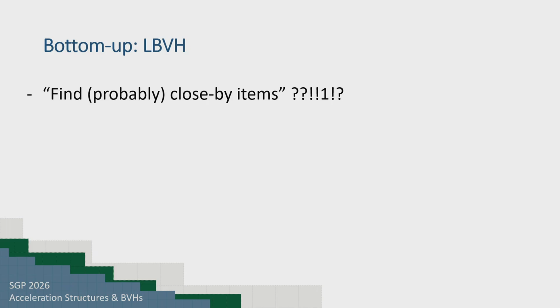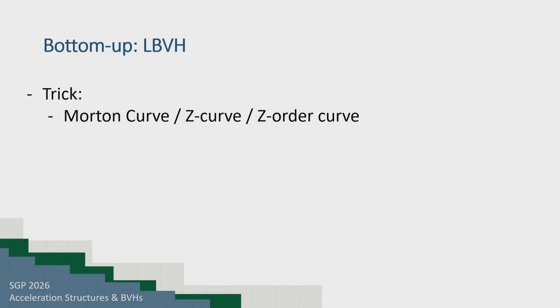There is this kind of magic step here where we want to find probably close items, which is the main challenge. It seems like this is a little bit circular because we want to use maybe a data structure to do this. And there is a core trick to this, which is the Morton curve or Z-order curve.